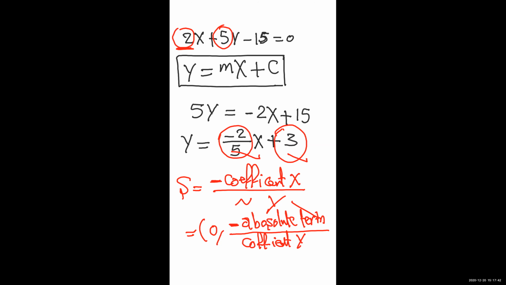Okay, negative means negative this term over the coefficient of y, which is 5. So negative 15 over the coefficient of y, which is 5, so it will equal 3. We got that it is 3. Okay, guys, are we clear?